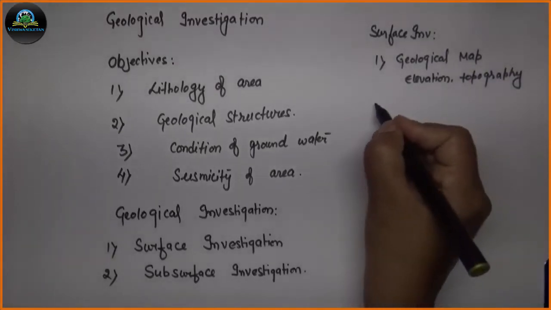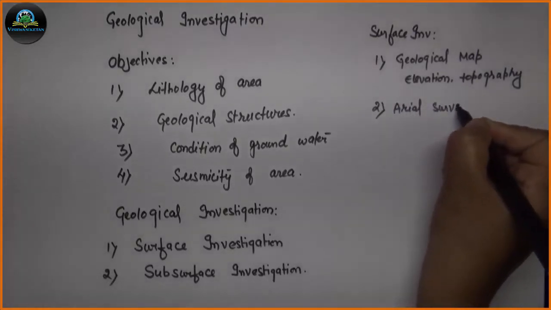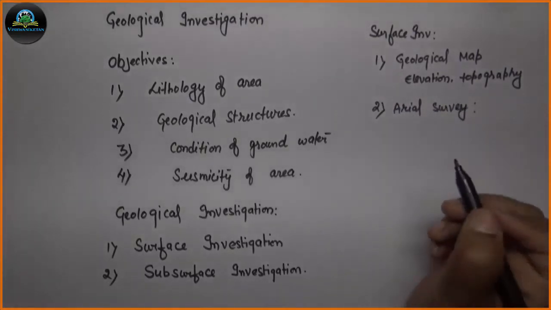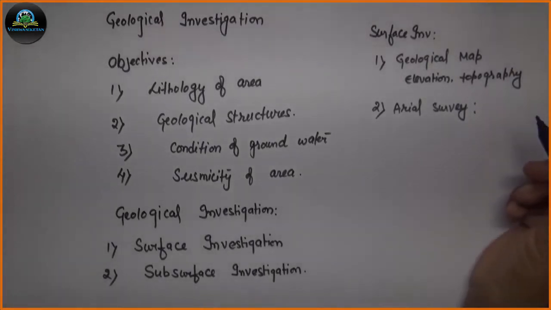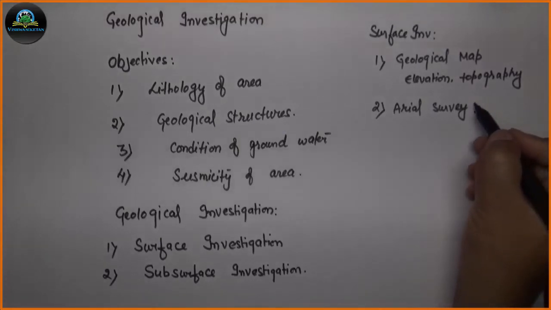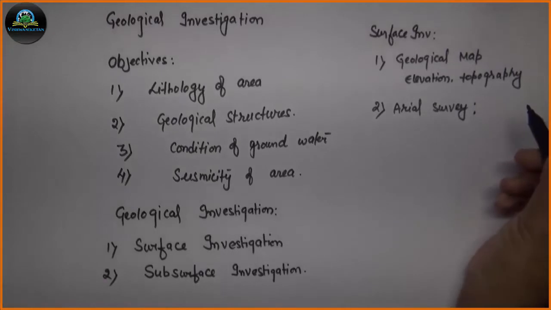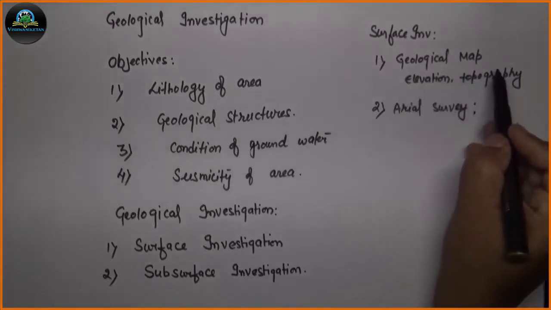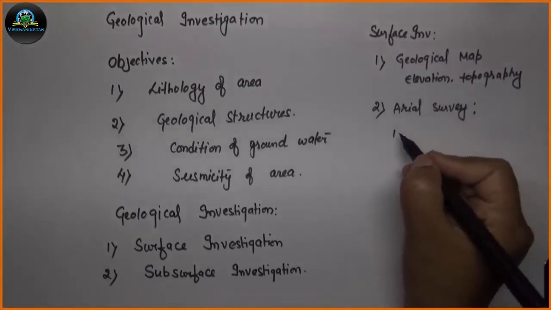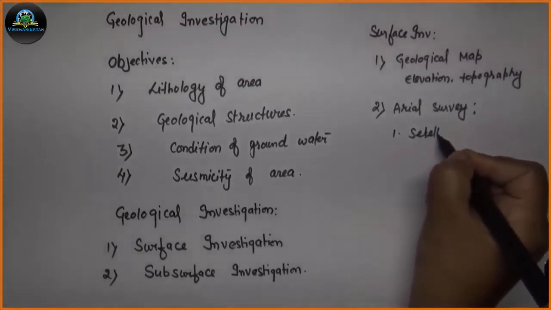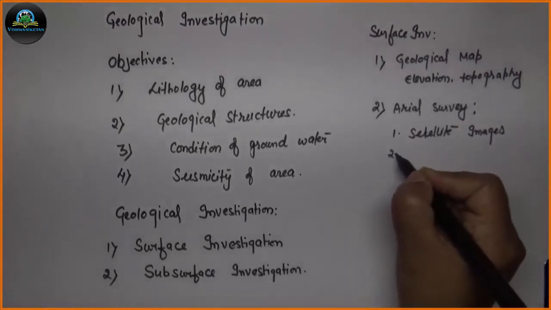Second is the aerial survey. Nowadays, aerial survey has gained so much significance because it is very easy and takes very little time compared to the conventional geological map methods. It includes satellite imageries and aerial photographs.